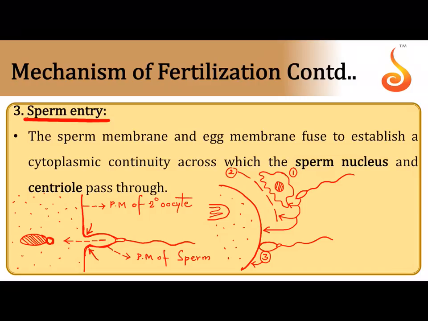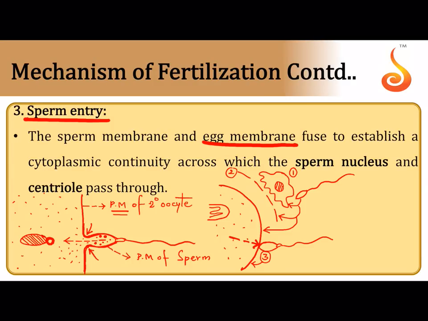So when does this happen? It happens here, when the sperm makes its contact with what of the secondary oocyte? When the sperm makes its contact with the plasma membrane or the egg membrane. And then you can see there is fusion of the plasma membranes. PM means plasma membrane. Fusion between the plasma membrane of the secondary oocyte and the plasma membrane of the sperm. And then you can see how the cytoplasm of the sperm becomes continuous with the cytoplasm of the secondary oocyte, and the nucleus along with the centriole, the proximal centriole, will slide into the cytoplasm of the secondary oocyte.